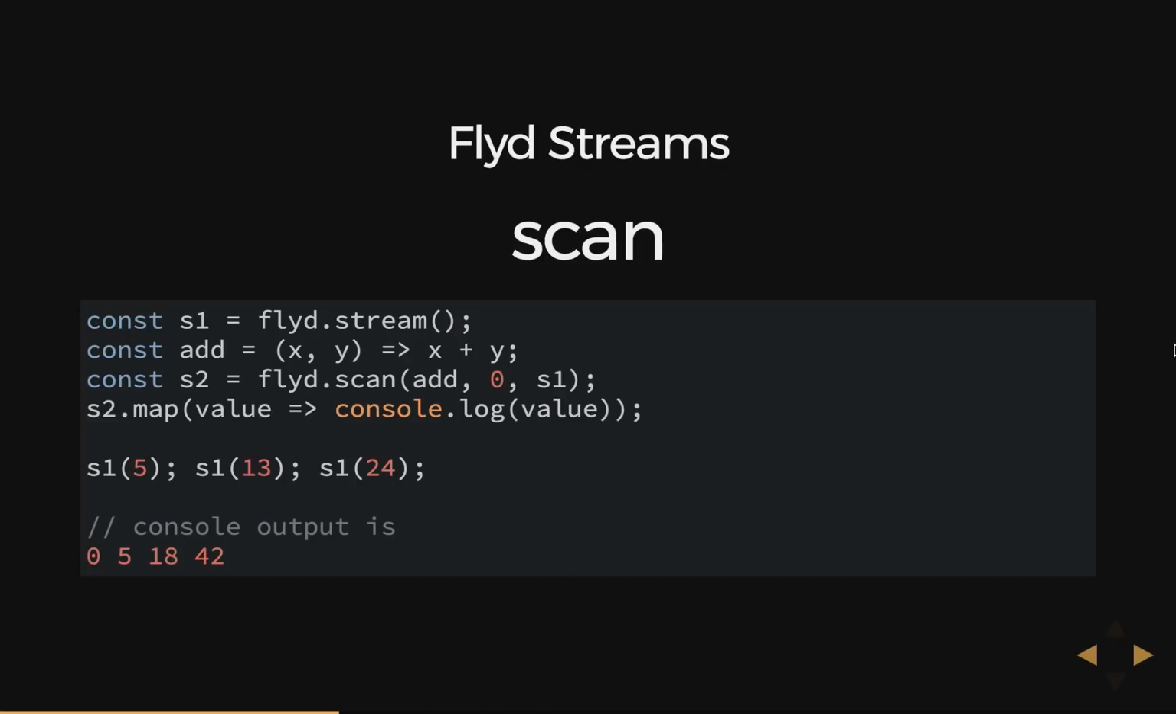So in this example, my two-parameter function is addition. The initial value is 0. So that's the initial value in our resulting stream. Then, when we push 5 onto the source stream, the addition will be called on 0 and 5, and the result will be 5. But when 13 comes in, the latest value is 5 now, so 5 plus 13 will result in 18. Then when we push 24, 24 plus 18 is 42.